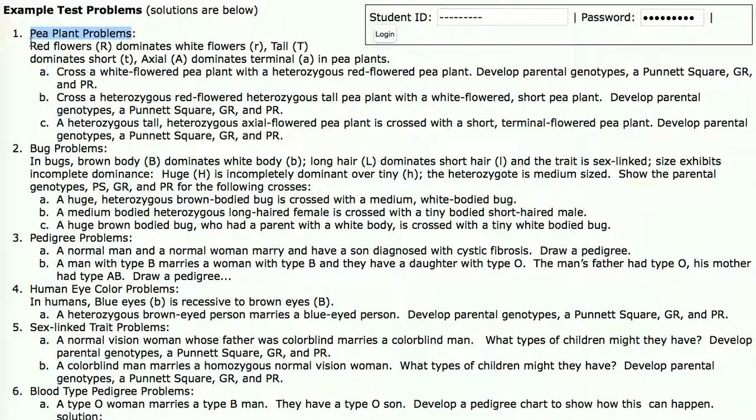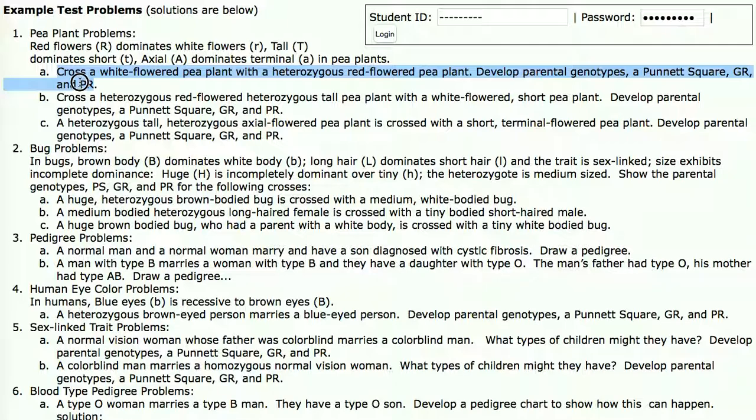In pea plants, red flowers dominate white flowers, and we're going to use big R for red and little r for white. Tall, big T, dominates short, little t. Axial dominates terminal. Axial's big A, terminal's little a. Three different traits. The first problem here: cross a white flowered pea plant with a heterozygous red flowered pea plant.